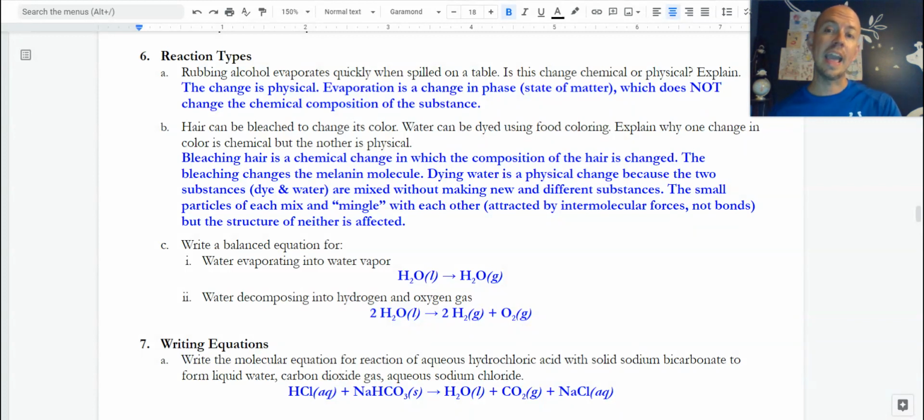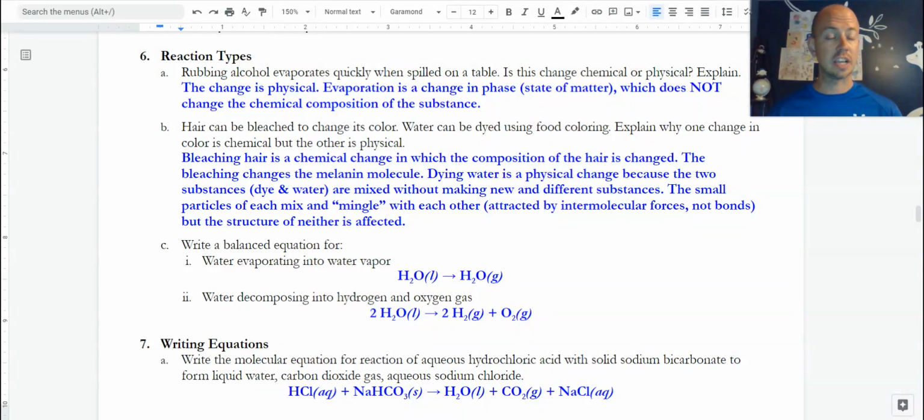Here we look at hair being bleached, in which its color changed. And once upon a time, that was something that I did. Or water can be dyed. Both of those are changes in color, but one is chemical and the other is physical. So as we think about this, bleaching hair is a chemical change.